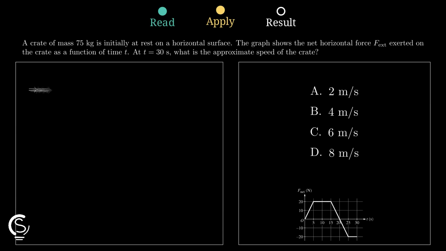Next, we use the impulse momentum theorem, which states that impulse equals mass times the change in velocity. Since it starts at rest, we just divide the total impulse by the mass.